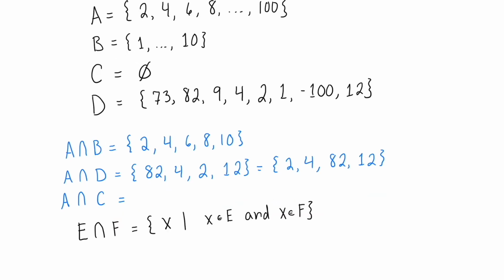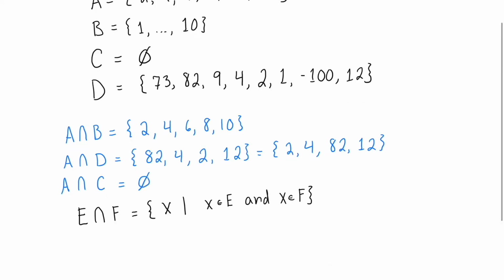We'll do A intersect C. C is the empty set, so C doesn't have any elements. Therefore, A and C have no elements in common. So the result in this case is still the empty set.